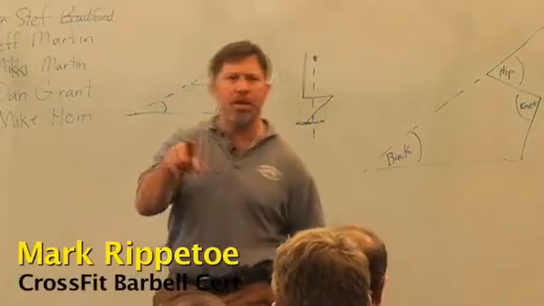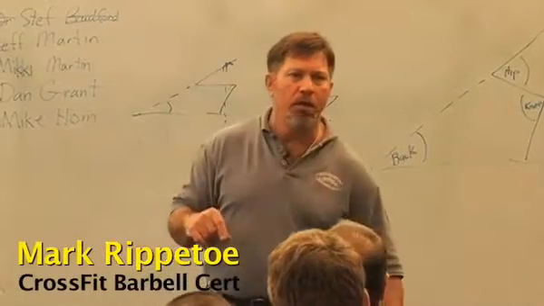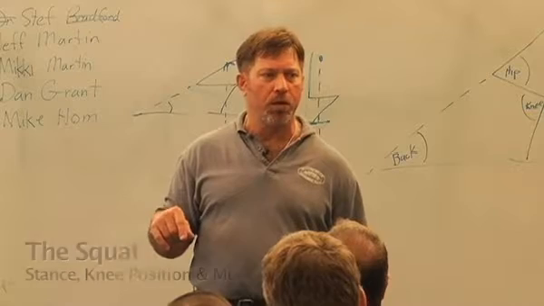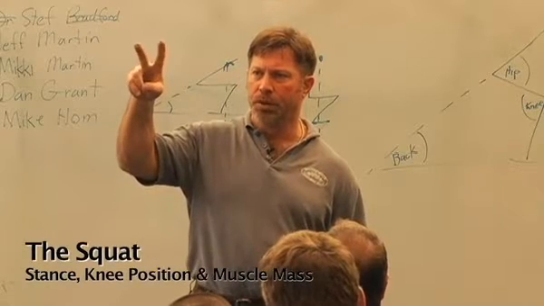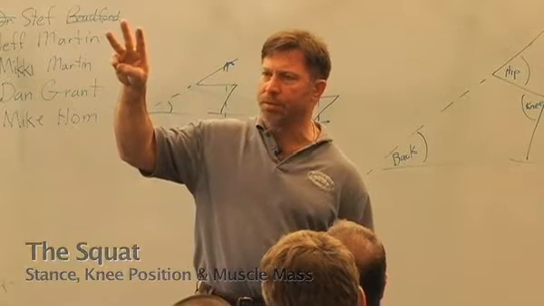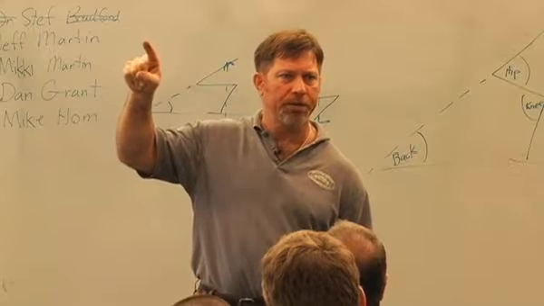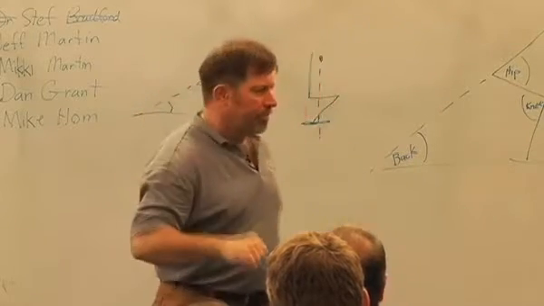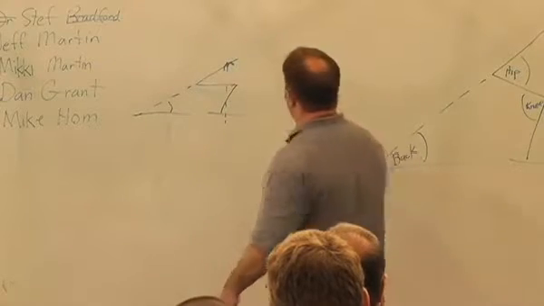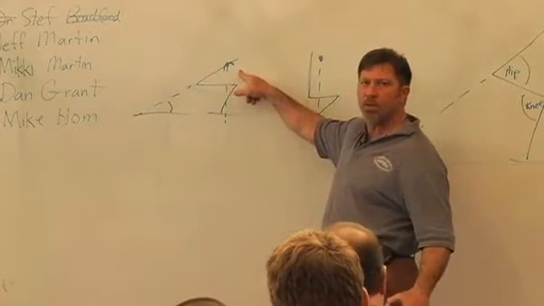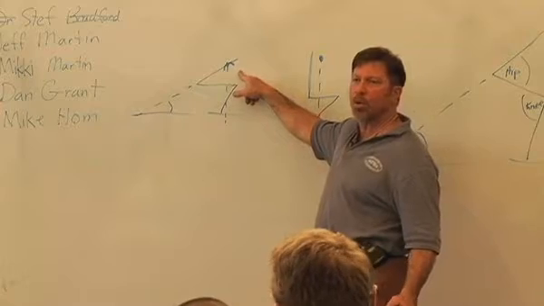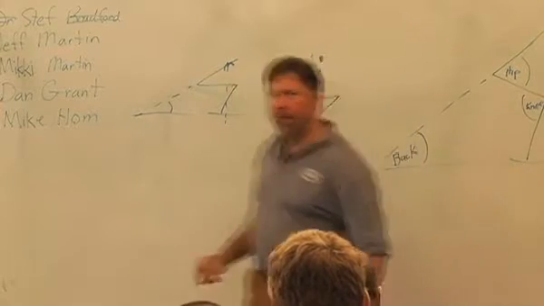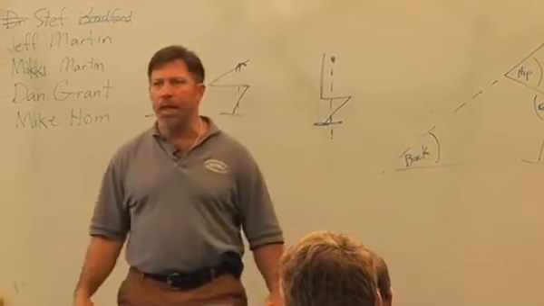Okay, what did we say the other two components of the posterior chain were? Hamstrings, glutes, and adductors, right? Hamstrings, glutes, adductors. All right? This is the bar position. Bar position relates to our explanation of the hamstrings' role in the movement. The other parts of it relate to stance.